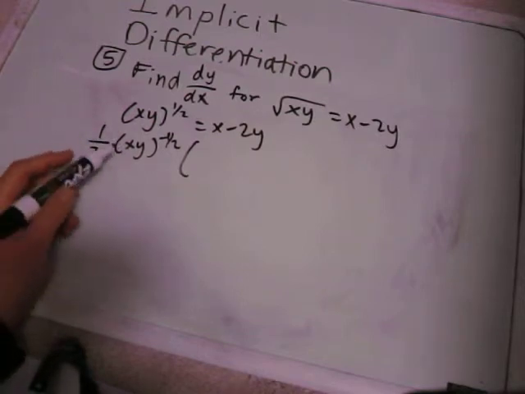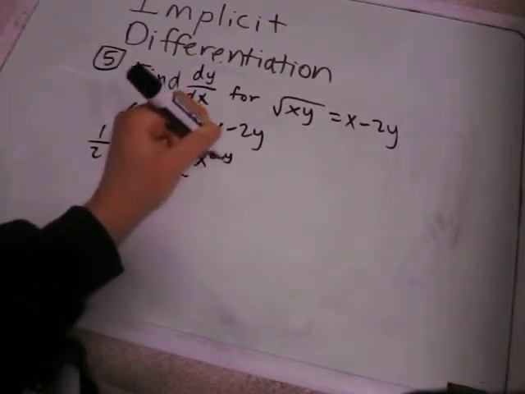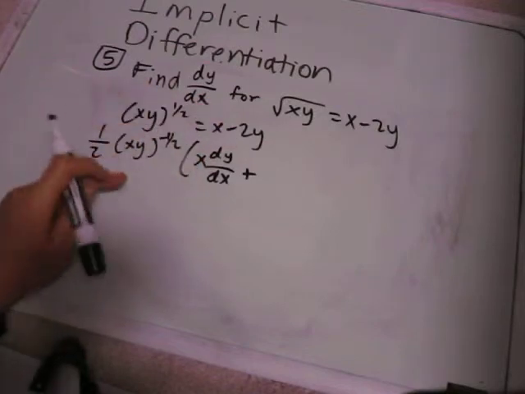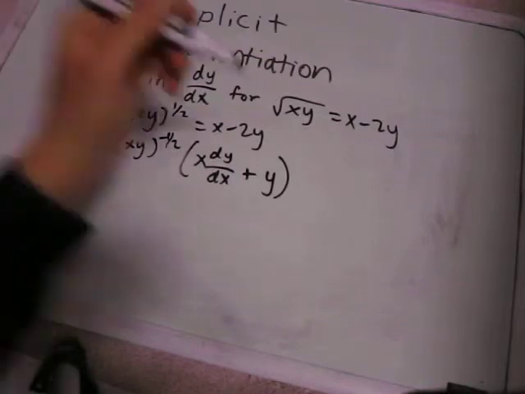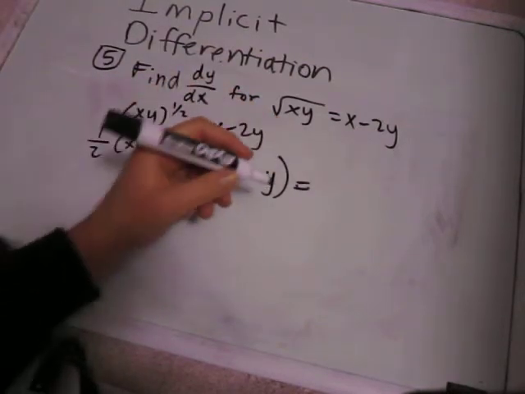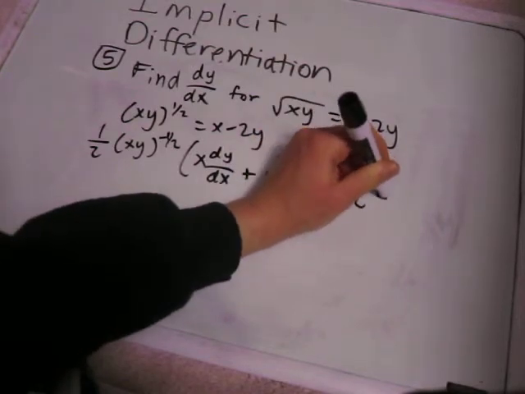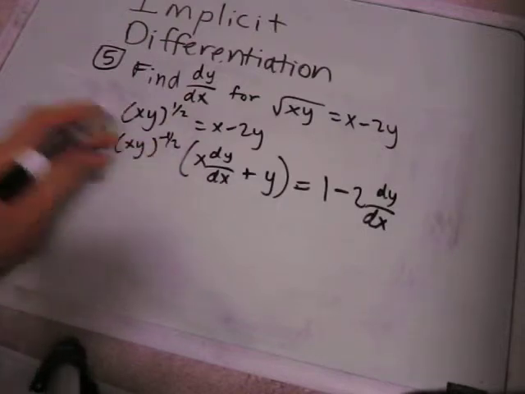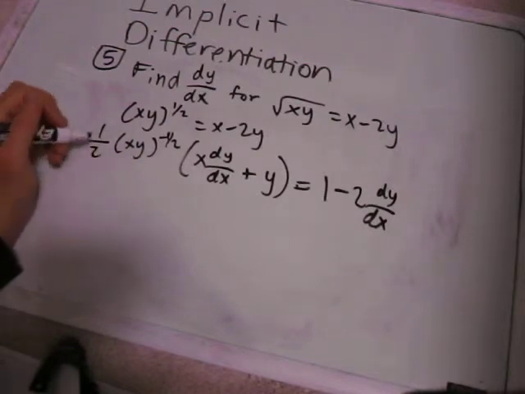So we're going to do this implicitly. We're going to have the first times the derivative of the second, dy/dx, plus the derivative of the first, so that's just 1, times the second, which is y, equals 1 minus 2 dy/dx. And then we're going to have to do the distributive property on all this, and then get dy/dx on the same side.